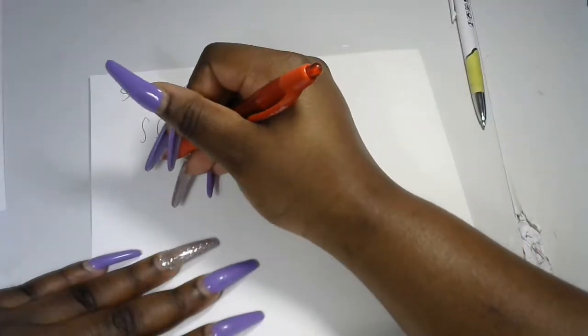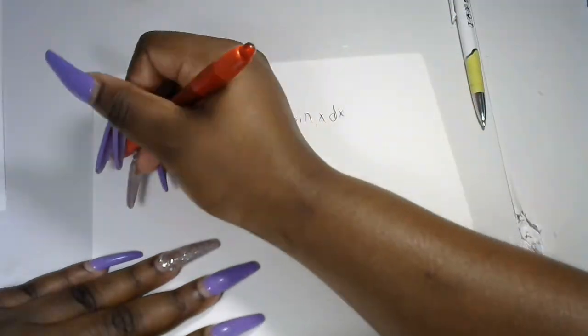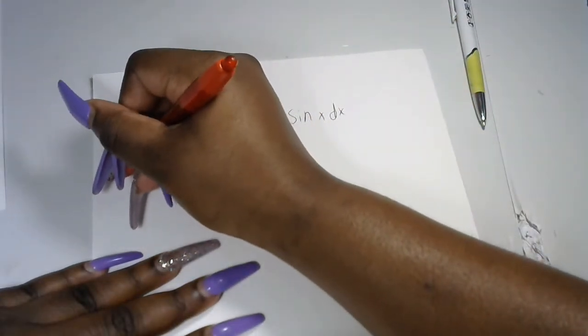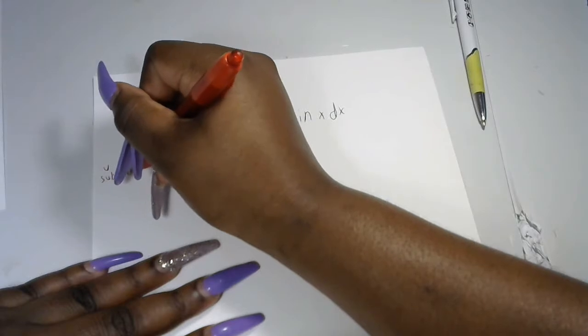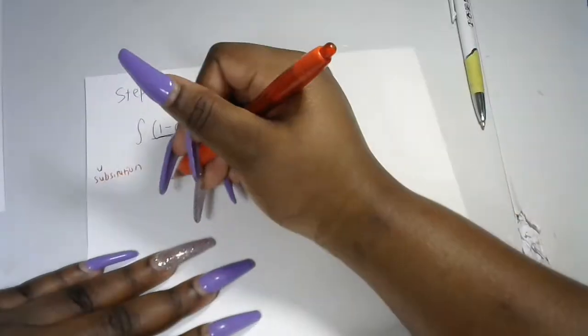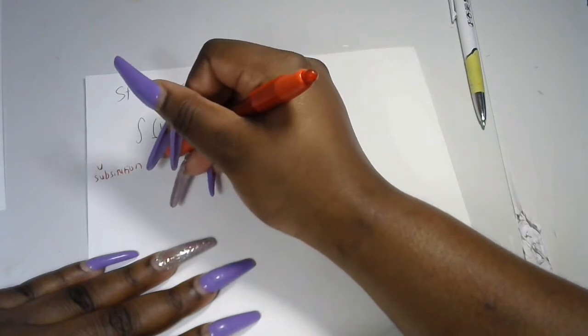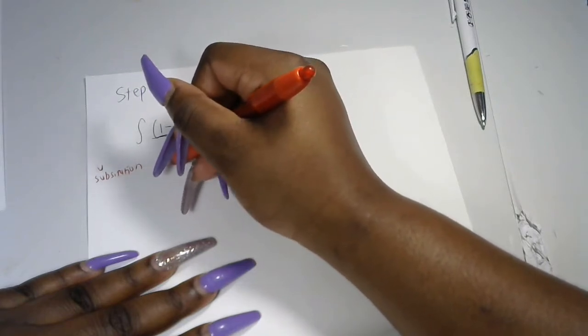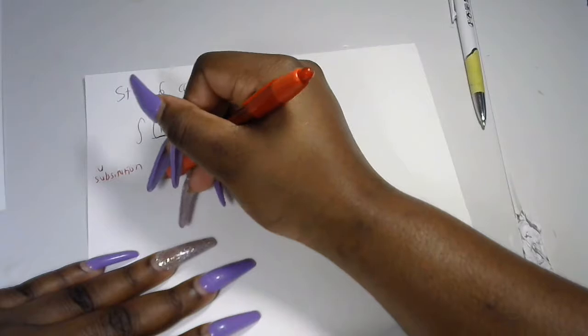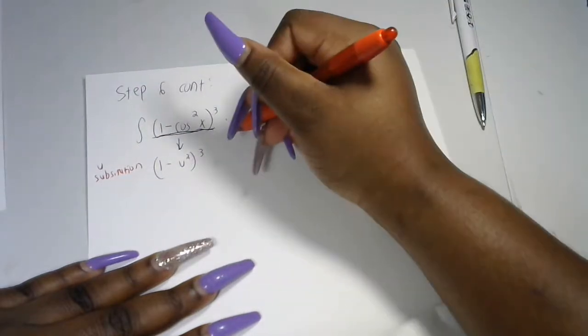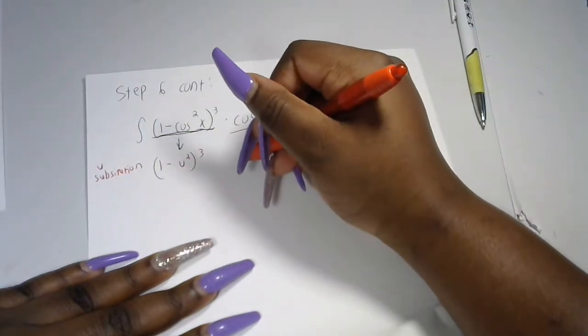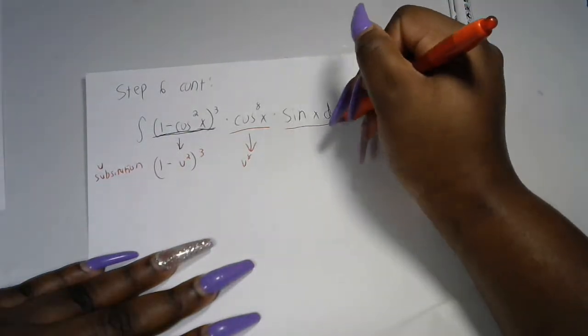well, we did u substitution. Let me put u substitution for this row right here. But anyway, we already established that this term rewritten as u substitution would be 1 minus u squared, all of that cubed. And then we said this term would be u to the 8th. And we said this term would be negative du.